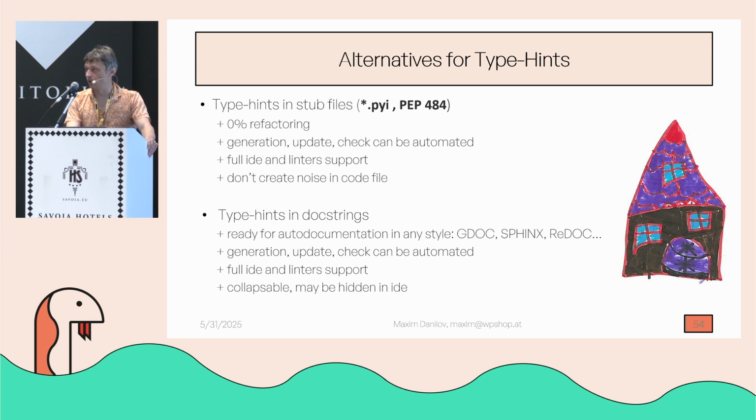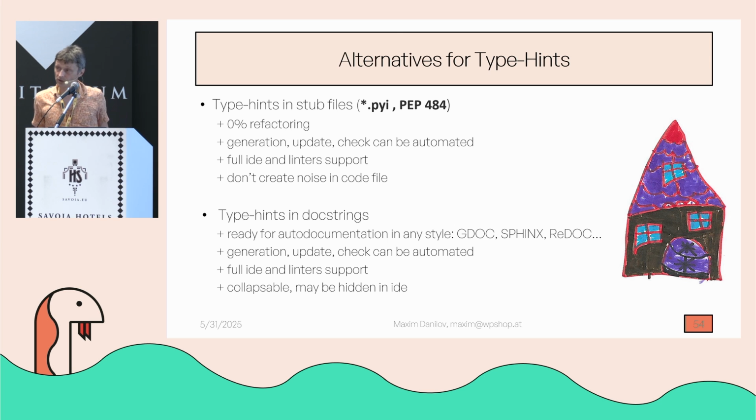Any IDE or linter supports it, and creating stub files can be automated. It's important. I don't know why we would improve something or invent something new if stub files have existed for many years. Also, we can use type hints in docstrings.